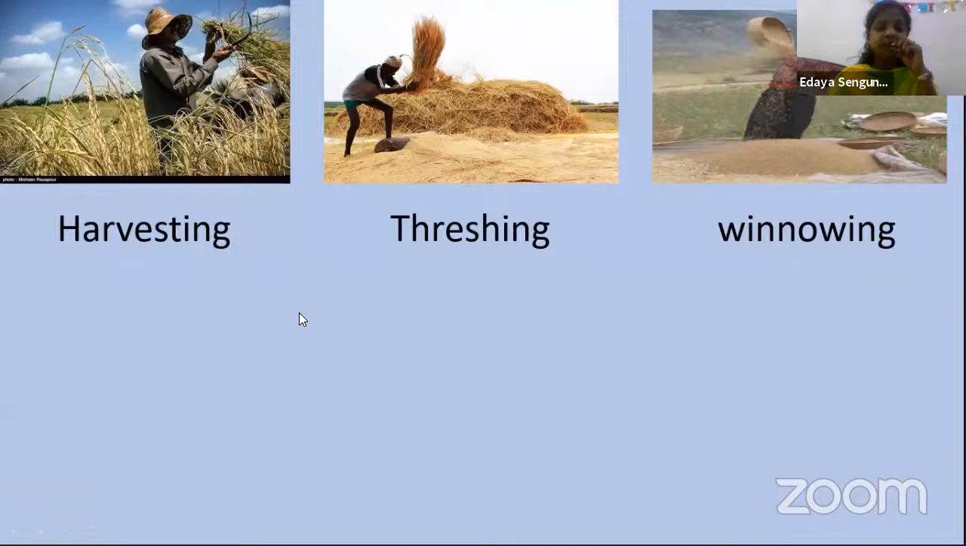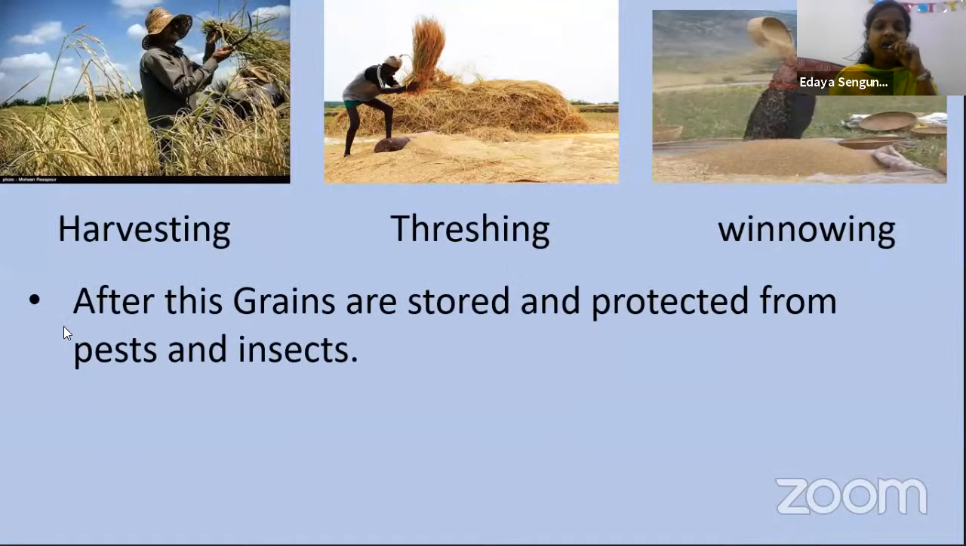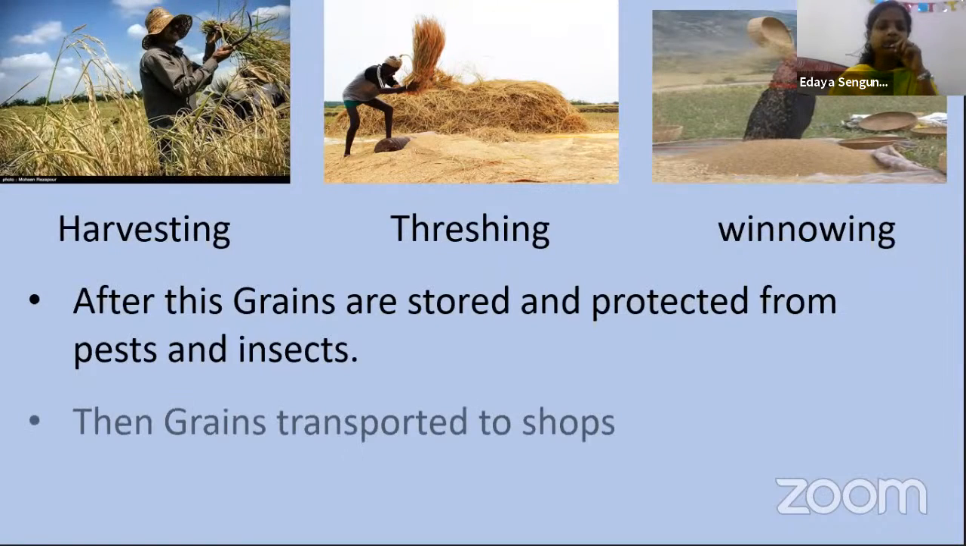So these many steps are included in farming. To do farming, to do agriculture is not easy. It's a very difficult task. After this, the grains are stored and protected from pests and insects. Is it ready? We get the crops now, it's ready. But is it easy to sell in the market? No, we have to preserve these grains safe from pests and insects. If pests or insects are there, again there is waste and we can't use them for eating.